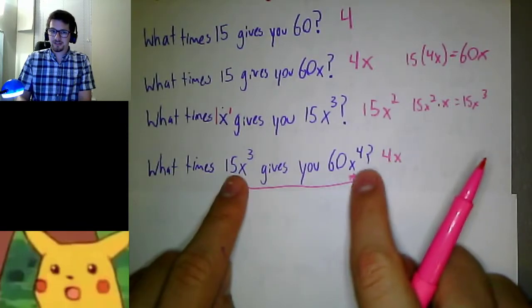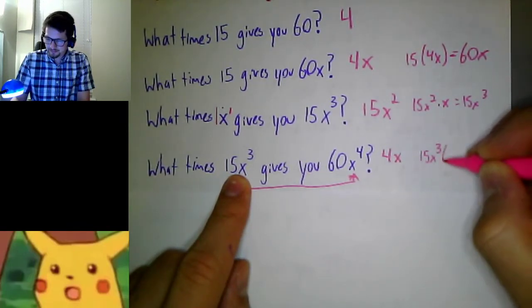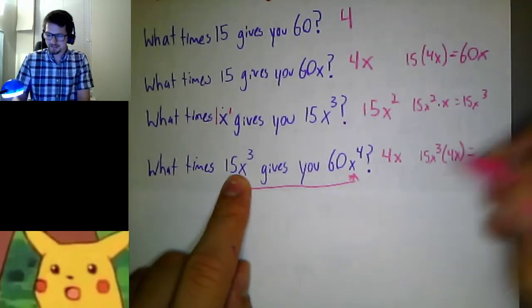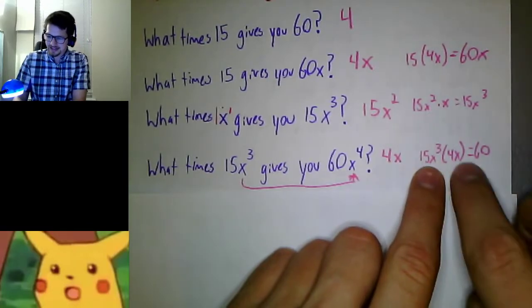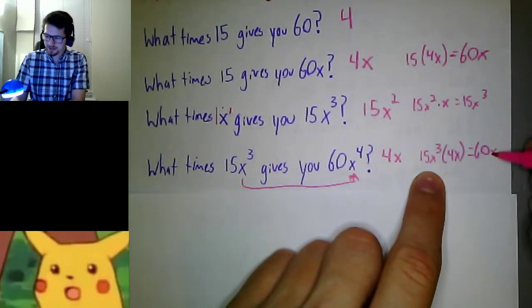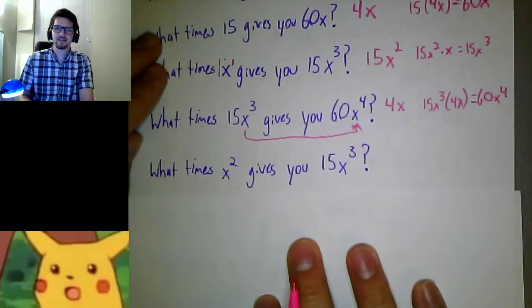Now this should work in reverse. If I do 15x to the third times 4x, that should give me 60x to the fourth. 15 times 4 is 60. X to the third times x, you add the exponents, you get x to the fourth. That's correct.